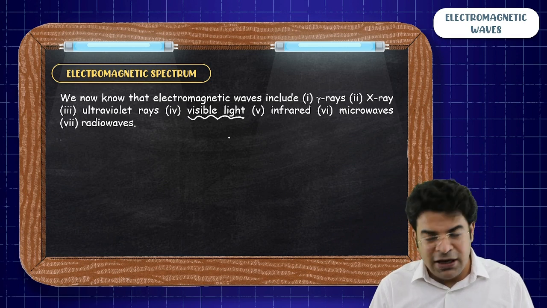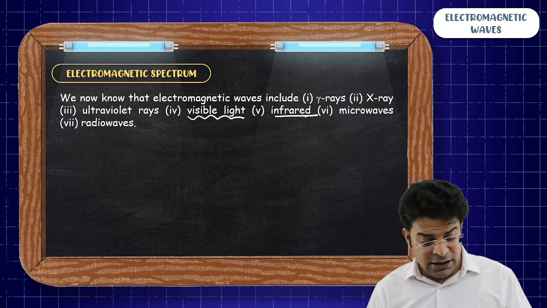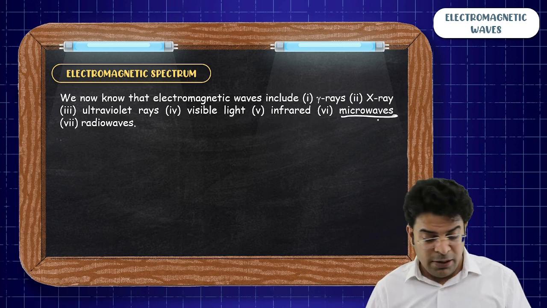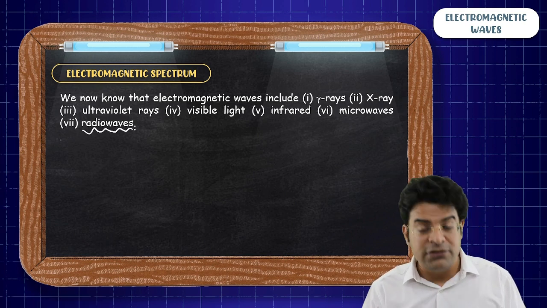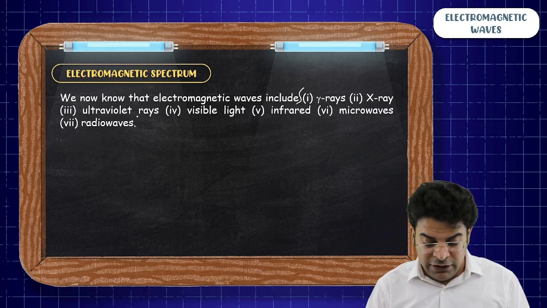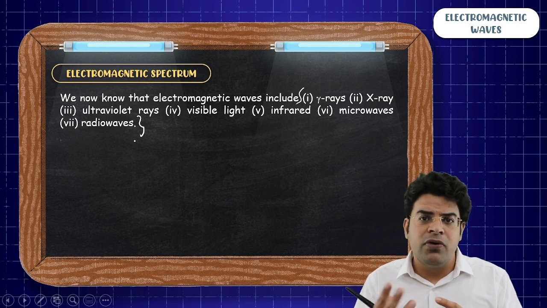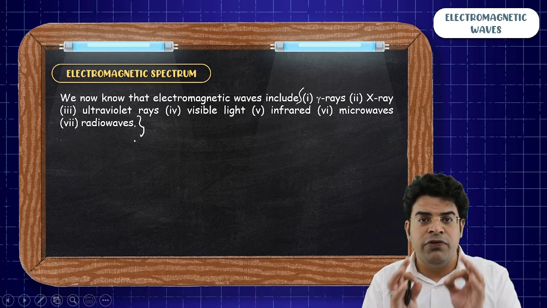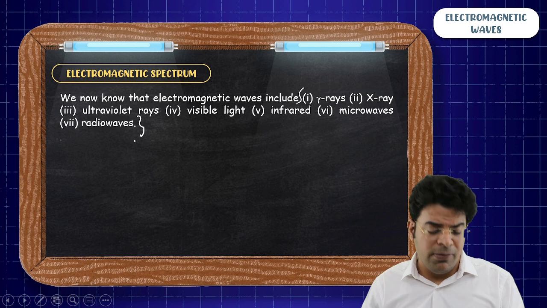Then there is visible light, our darling light, which we use to see this beautiful world. Then there is infrared, which is emitted by hot objects. Then there are microwaves, which you use to cook your food. And then there are radio waves, which are used for telecommunication. All these different waves are nothing but EM waves. They get reflected, they can be polarized, they can be refracted. They show all the properties of EM wave. They travel in vacuum at the speed of 3 into 10 raised to the power of 8 meters per second.